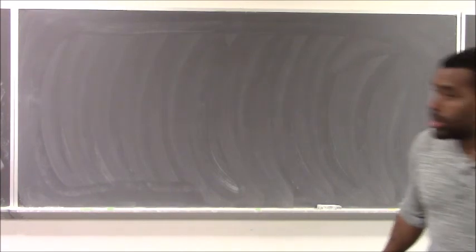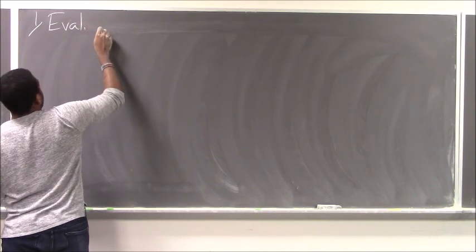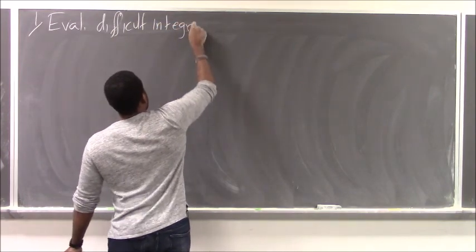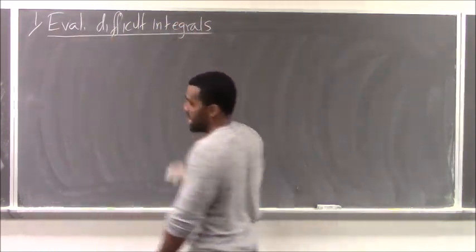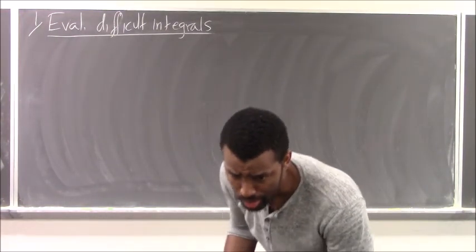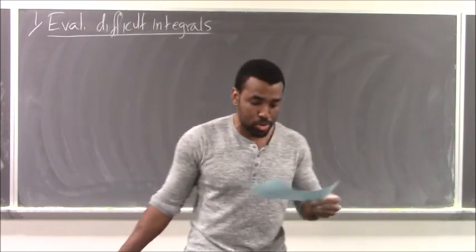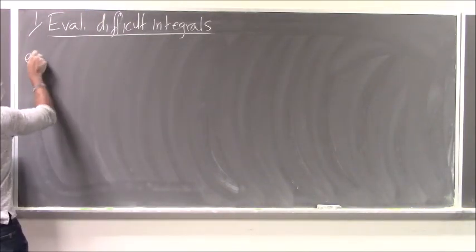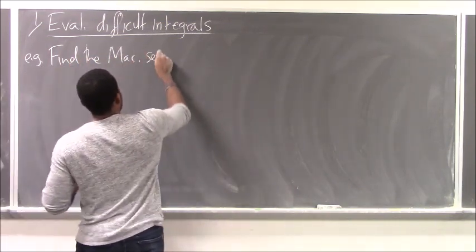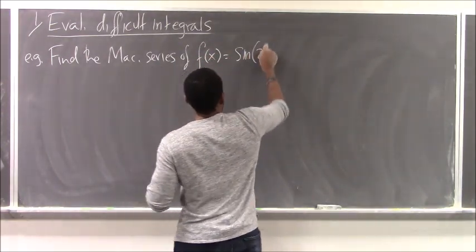So, 1, evaluate difficult integrals. Last time we did this, I gave you an integral that actually was not impossible. You could do it by hand, it would just be extremely difficult to do so. So here, I'm actually going to give you an example that's impossible to do by hand. Find the Maclaurin series of f of x equals the sine of 2x squared.